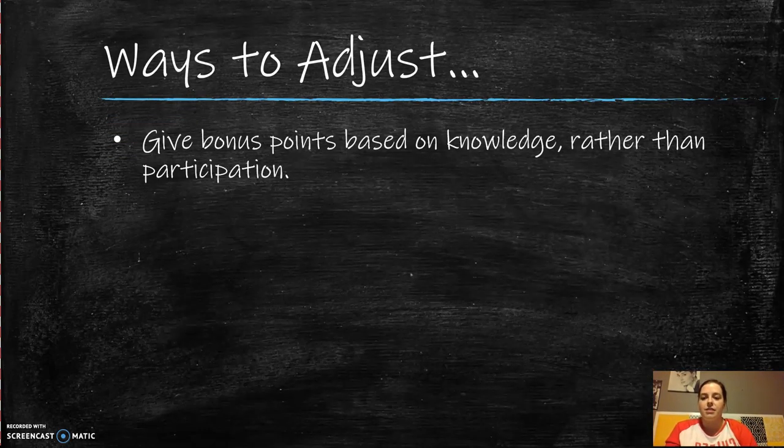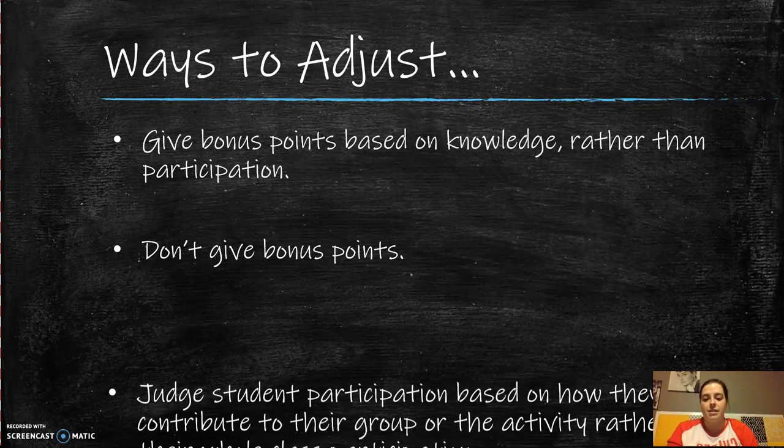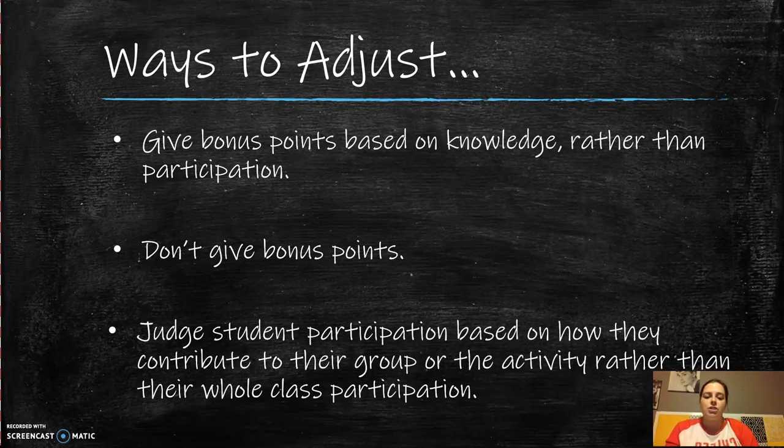Ways to adjust this would be to give bonus points based on knowledge, what they actually learned rather than their participation. Just don't give bonus points at all. It just might not even be necessary. Or you can judge the student participation based on how they are contributing to their group or their activity rather than the whole class participation.